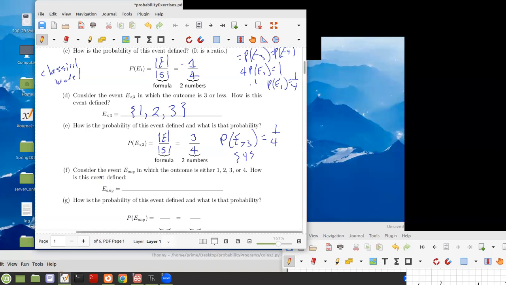Now, let's look at F. Consider the event E-any in which the outcome is either 1, 2, 3, or 4. How is this event defined?